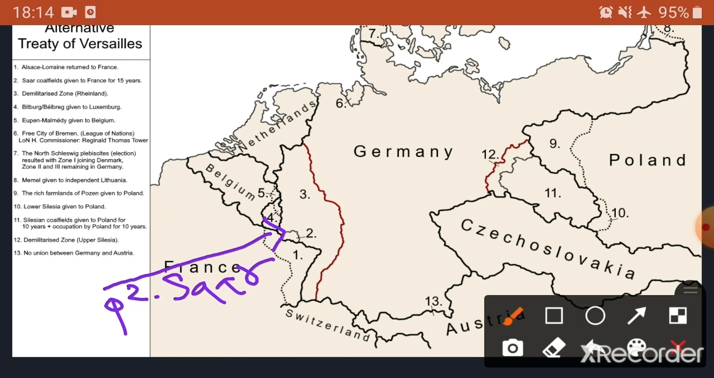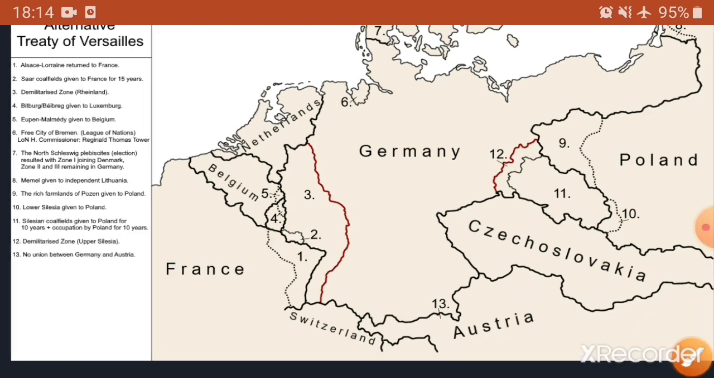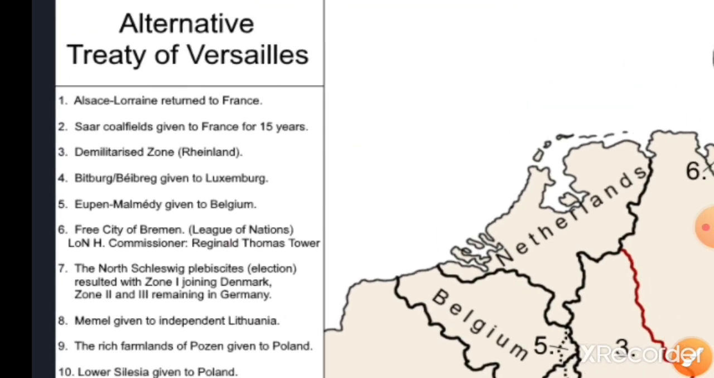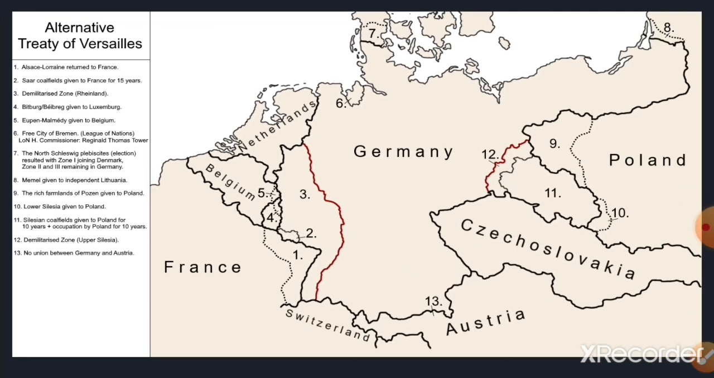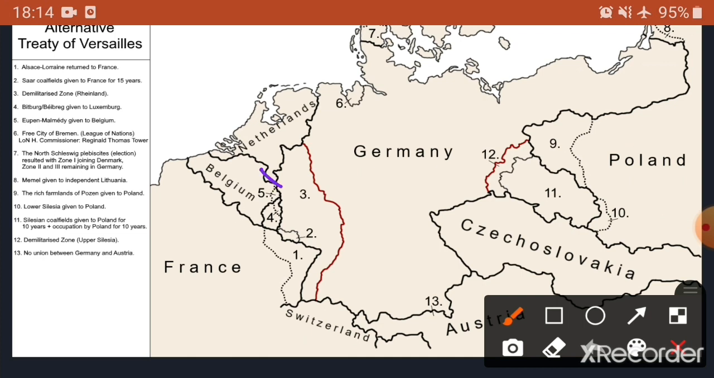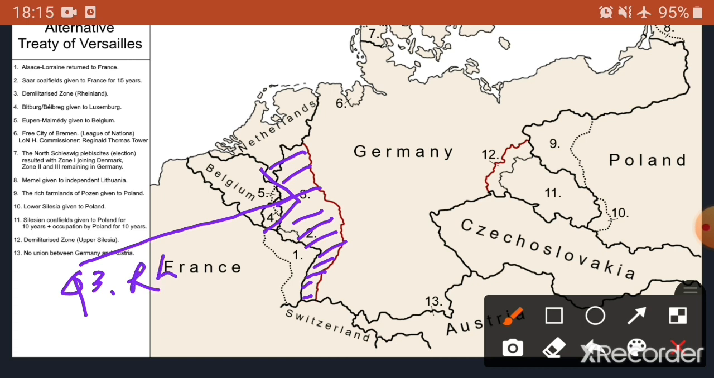Now let's do one more example. Let's go to the index. Demilitarized zone, that is Rhineland. Just now I showed you in the other map. Let me take my brush. See, it is already marked that this area is Rhineland, and all this area is Rhineland. So I'll write there question number 3, Rhineland.